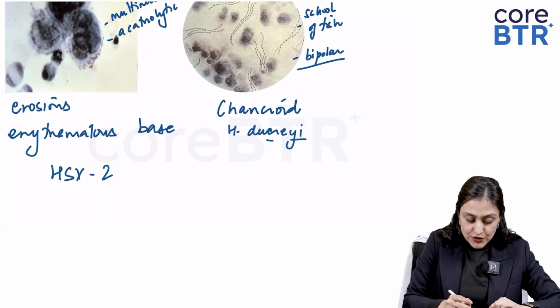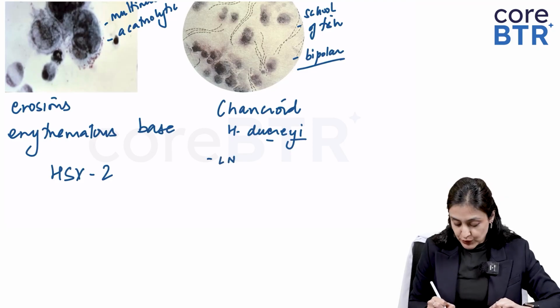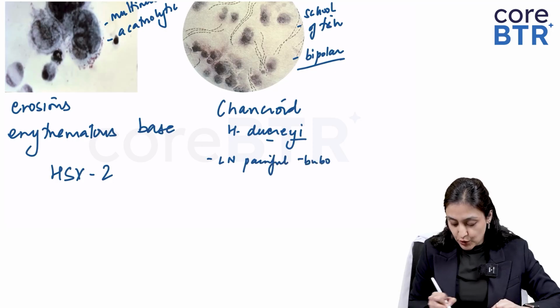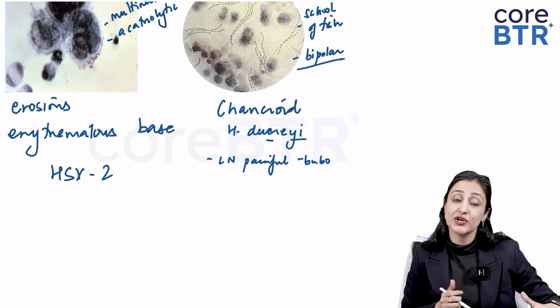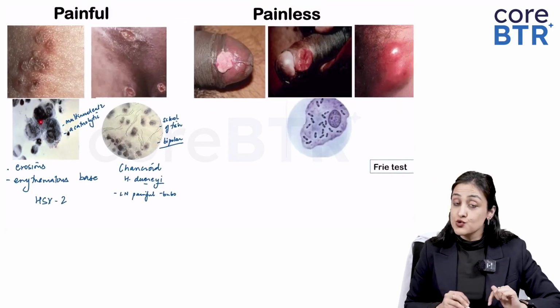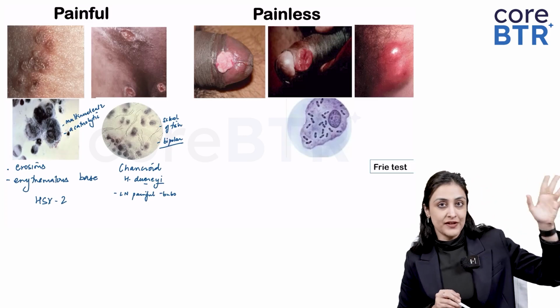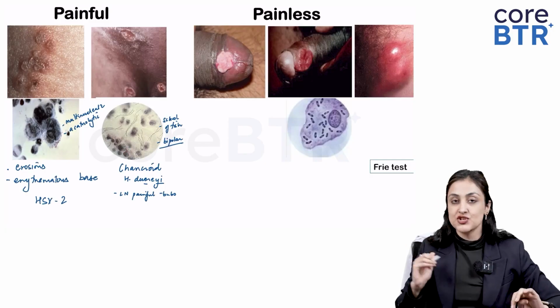Important that this is also where you may have unilateral painful lymph nodes, and that is why this is called bubo. So this is one more cause of bubo. Typical bubo we will learn, but if they ask can chancroid cause bubo, your answer is going to be yes, it can, right? So these are two painful things: erosions, HSV; ulcer, painful lymph nodes, this is going to be chancroid.